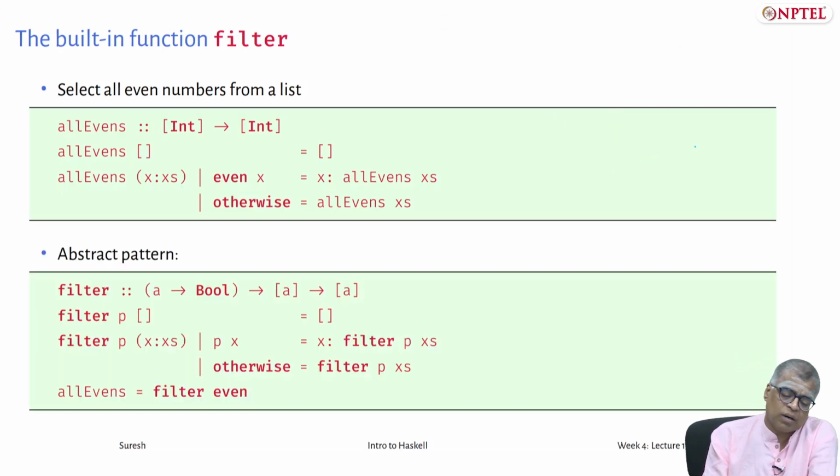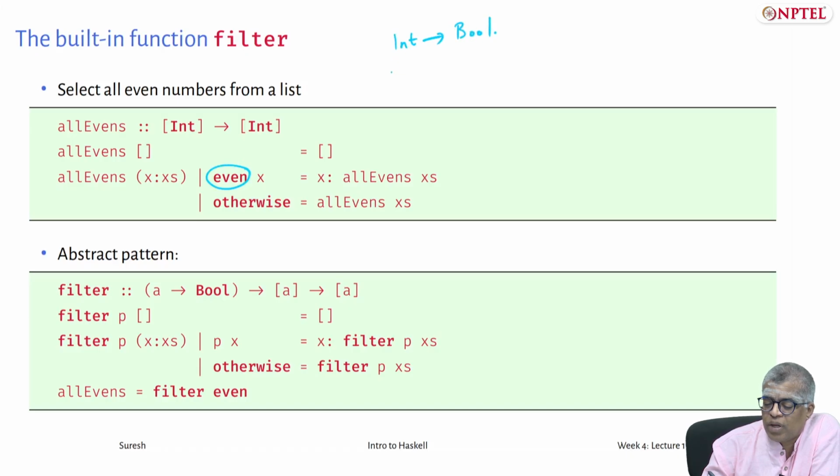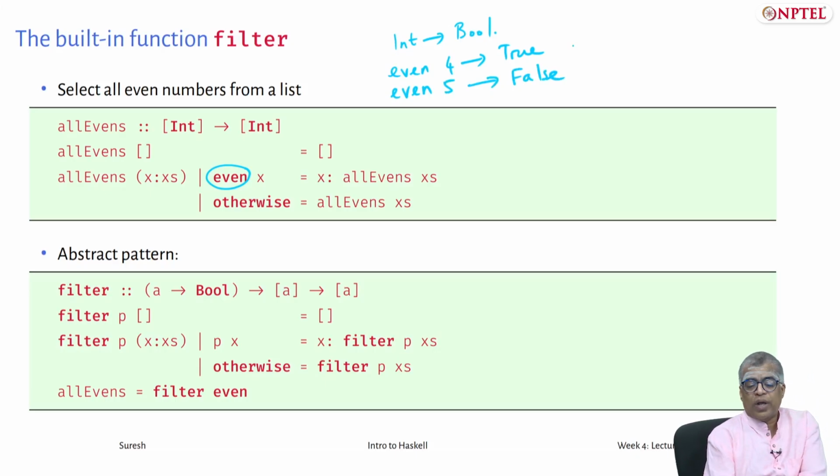So the abstract pattern is what is called filter, and filter takes a predicate, even in this case. What is the type of even? The type of even is int arrow bool. Yeah, so even of 4 should give you true, even of 5 should give you false, right. So you take a predicate as the first argument. So filter is also a higher order function. A predicate is also a function, right? It's a function from whatever input type to bool. So A arrow bool.